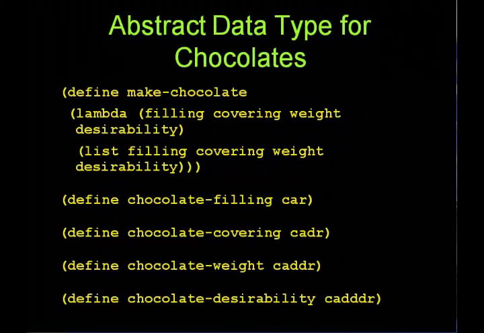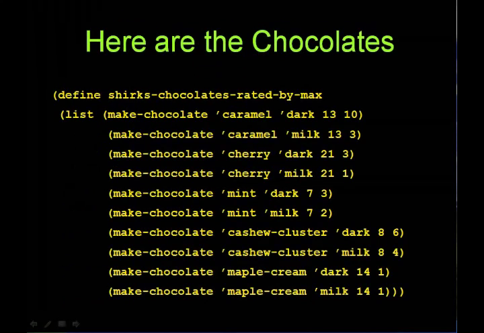You can start by creating abstract data types for chocolates. A chocolate essentially has 4 things: a filling, a covering, a weight, and a desirability. Very simply, we just use a list to represent the data, and we use CAR, CADR, CADDR, and so on to access all the different attributes. So we can try to create a whole list of chocolates like this.